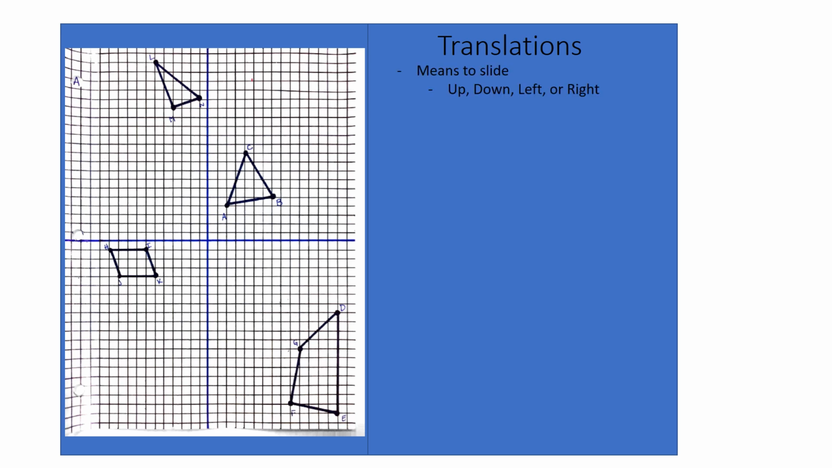The word translation means to slide, meaning we're going to take the shapes on the graph and we're going to slide them up, down, left, or right. It's important to note when we're talking about translations that lines and shapes are always congruent. The word congruent means same size and same shape. So when you are translating something, it's going to stay the same size and same shape.